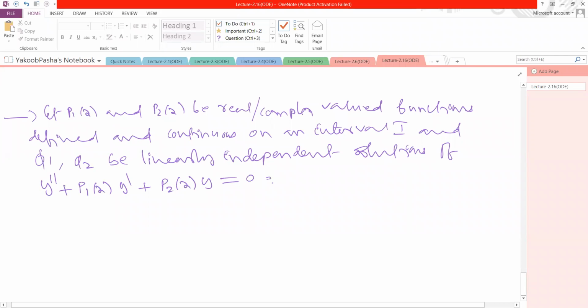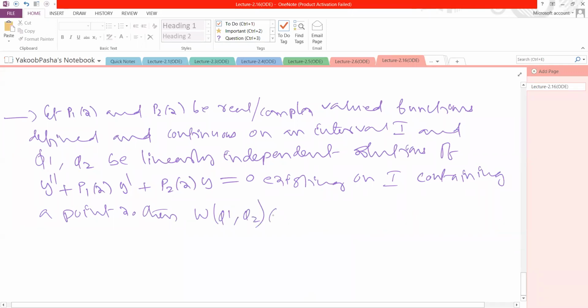Then, existing phi1, phi2 are linearly independent solutions for this differential equation existing on I, containing a point x0. That means x0 be any point in the interval I. Then we can write the Wronskian of phi1 comma phi2 of x.